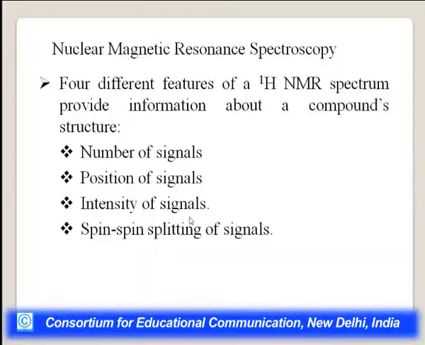Nuclear magnetic resonance can identify these things. Four different features of an HNMR spectrum provide information about a compound's structure. You can identify the number of signals, position of signals, intensity of signals, as well as the spin splitting of signals.